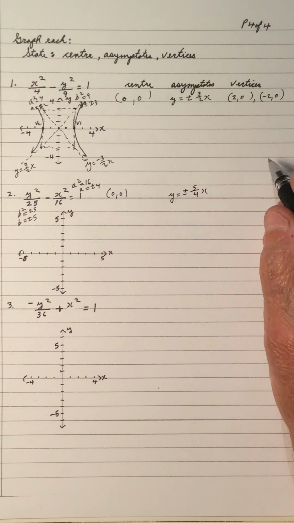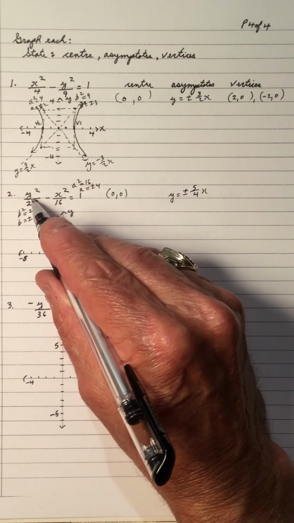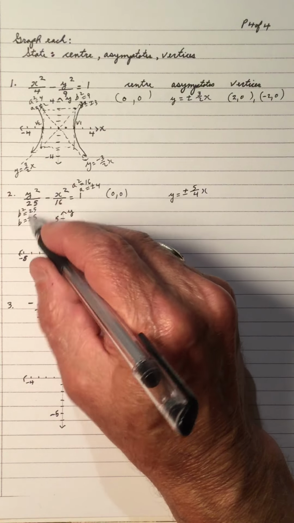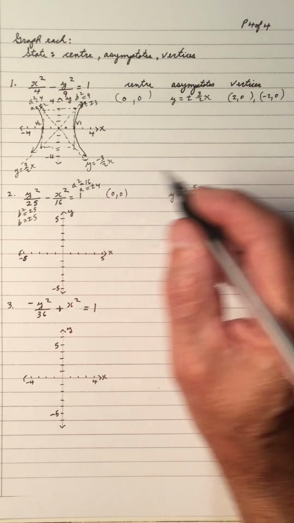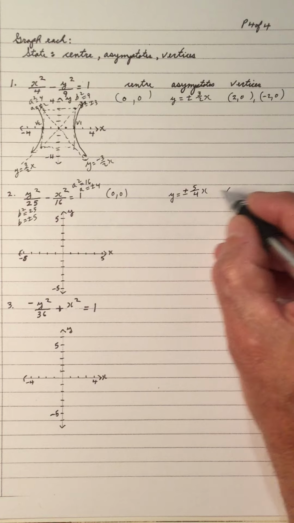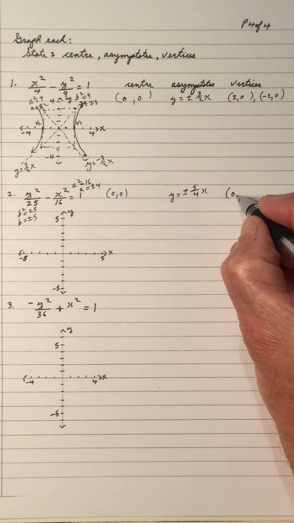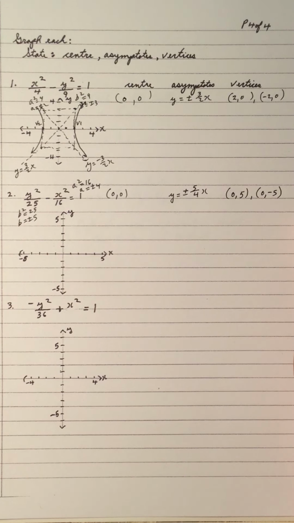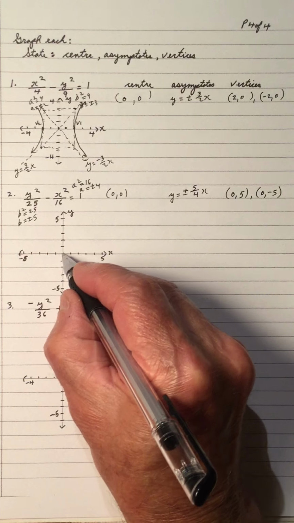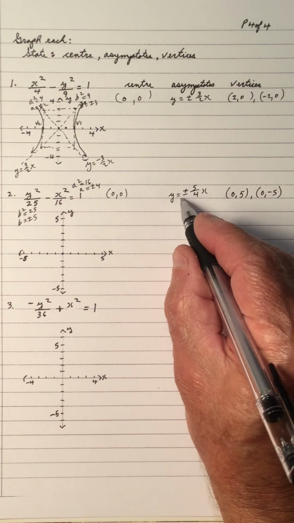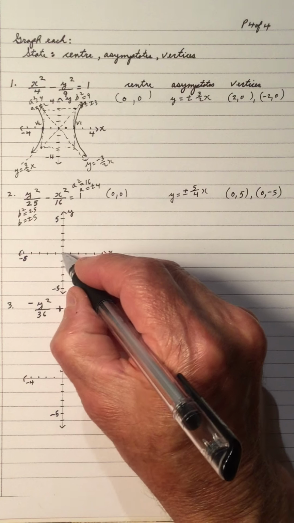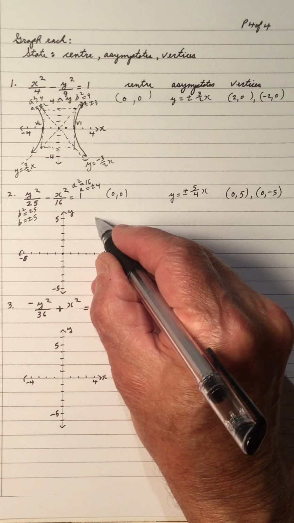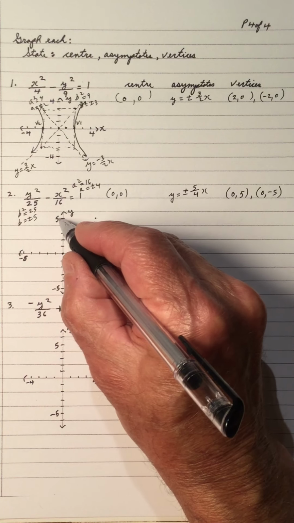And because the center is (0, 0), the vertices are the intercepts. And this has y-intercepts with no x-intercepts. So the vertices are, that's a y, so it's (0, 5) and (0, -5). So let's plot. The center is (0, 0). The asymptote is positive 5 over 4 x. So from the center we go positive 5 over 4. We go up 5, left 4.